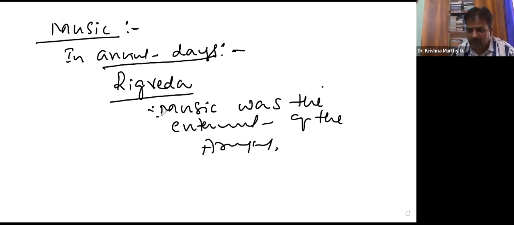The first text that mentioned music was the Rig Veda. Another important thing: it also said that music was the profession of the Aryan peoples. It is not only the entertainment part, it was also the profession of Aryan people according to the Rig Vedic slokas. Actually, what does Rig Veda mean?